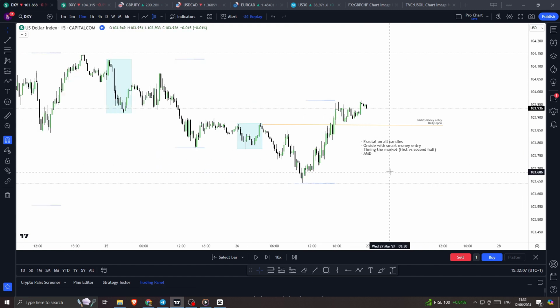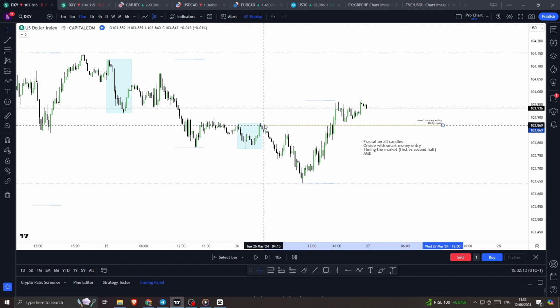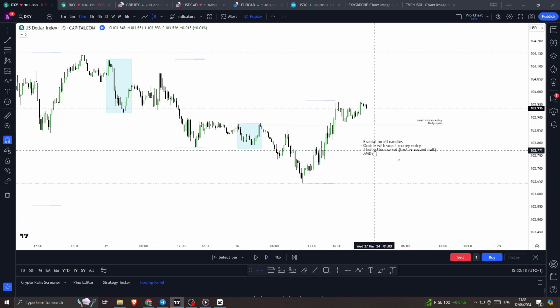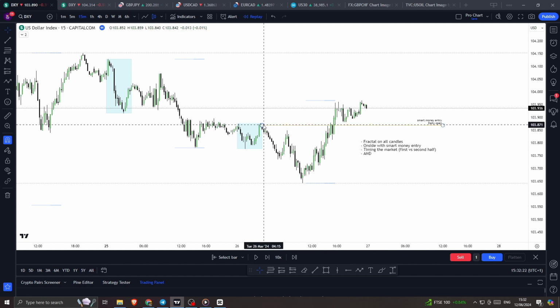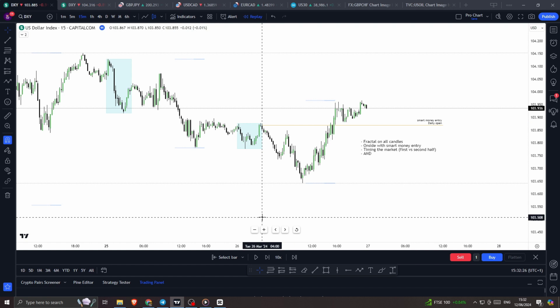Timing the market. We've got the open at 5 a.m. for GMT, and that says 4 a.m. because the clocks went back. But yeah, okay, so now time in the market, we can see we have the 5 a.m. open. It says 4 a.m. because the clocks went forward +1.